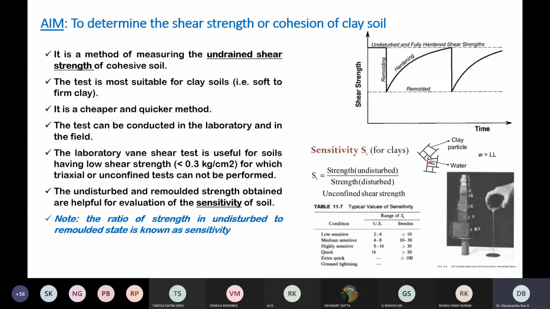There is also a classification given based on the sensitivity, which we can see in this picture. And this diagram also helps you understand how the shear strength decreases and gains with respect to time, depending upon undisturbed or disturbed condition. Initially we have taken the undisturbed soil, where the strength of the undisturbed soil is very high. The moment you collect it, it is in a pulverized condition. All the particles are individual particles, in a particulate condition.